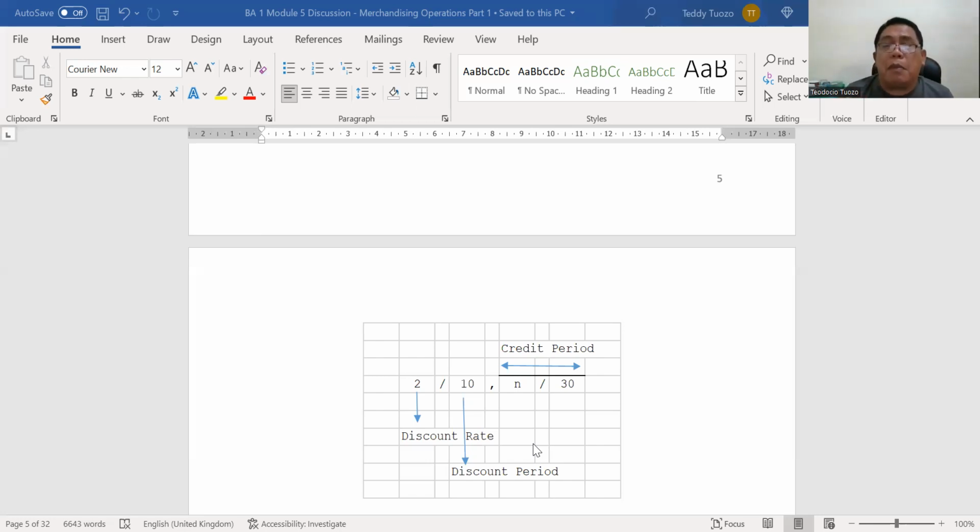But the credit period, remember, goes up to 30 days. So if you pay, for example, on the 11th day from the invoice date, there is no more discount, because the 2% discount is only good from the invoice date to the 10th day from the invoice date. If you pay on the 11th day, there is no discount, but there is no penalty because it is still within the 30-day period from the invoice date.